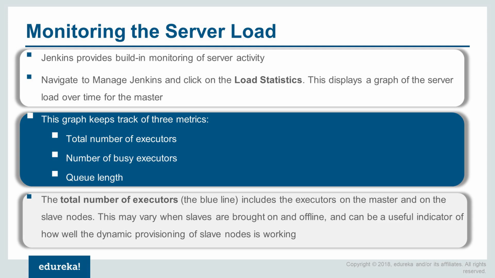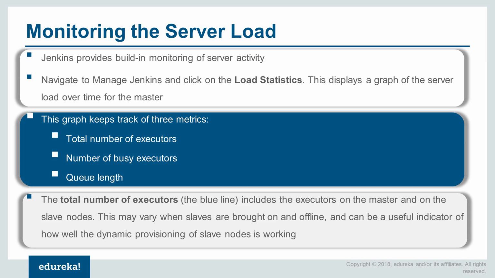And this graph basically keeps track of 3 metrics. The first one is the total number of executors. The second is the number of busy executors, so the executors which are actually doing something. And then the queue length, so basically how long it is taking for each job to finish off.